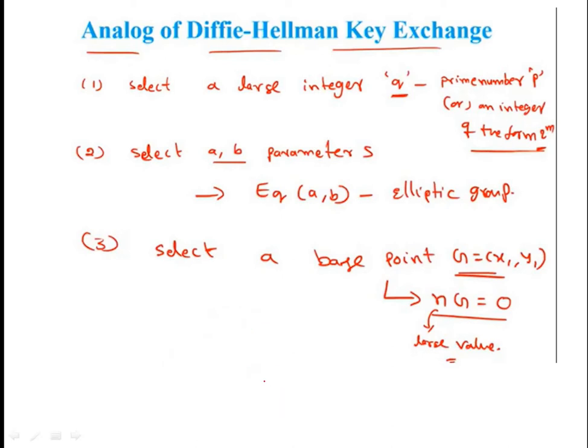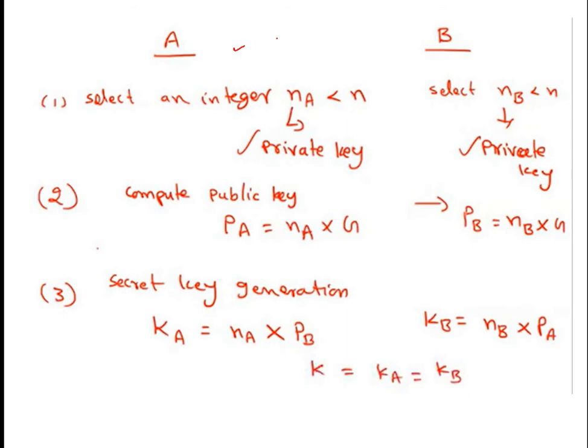Okay, next. Now we'll see how we will exchange the keys. So this is the sender, which we are calling A, and this will be the receiver, which I'm calling B. First, we need to select an integer nA which is less than n. What is n here? n is a large value. Already we have selected a large value called n, so we have to select nA in such a way that it is less than n.